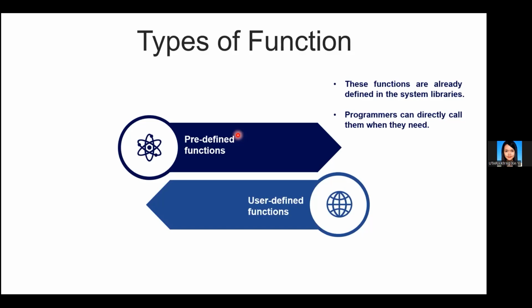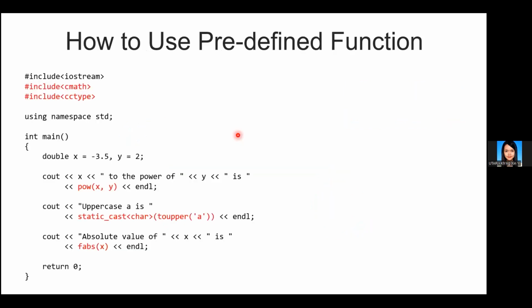We can just directly use these functions in our code. Of course, these functions are actually defined in the header files of C++, like some C++ libraries. Then we can just call the function directly. So let us move to the next slide. How can we use the predefined functions in our program?